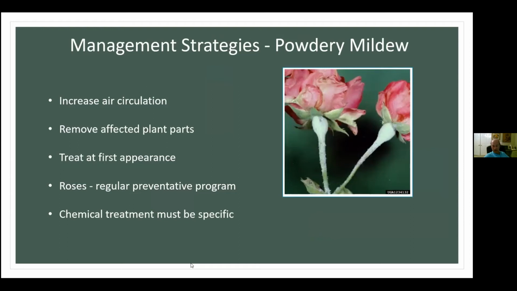Although the fungus can develop on dry surfaces, reduce the spread by removing infected plant parts, and any plant parts on the ground should be taken away and properly disposed. The disease can be hard on roses, and you may have to develop a regular preventive spray program. Given the variety of fungi responsible for powdery mildew, fungicides must be specific for treatment.